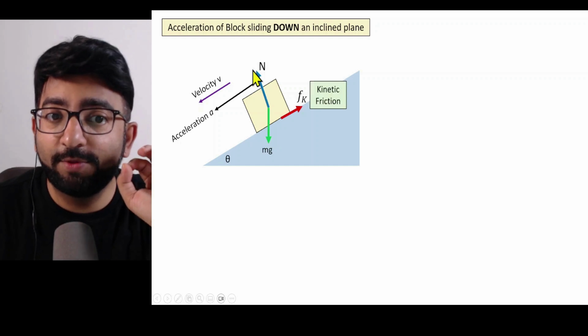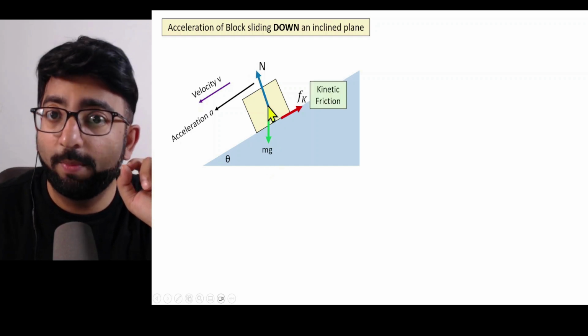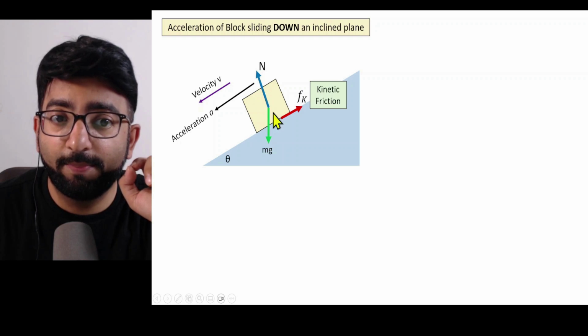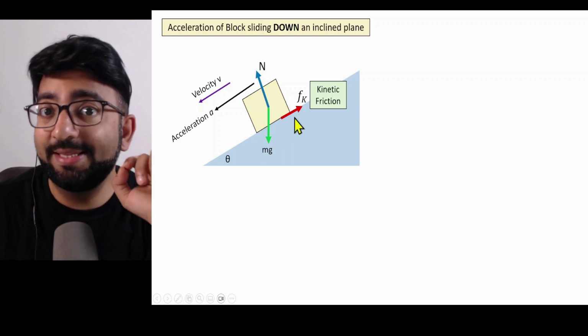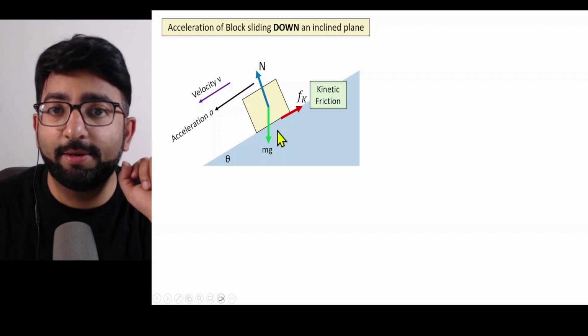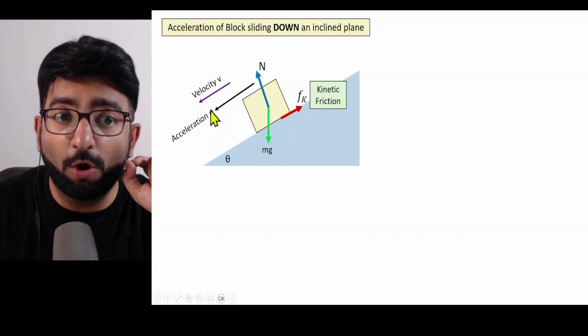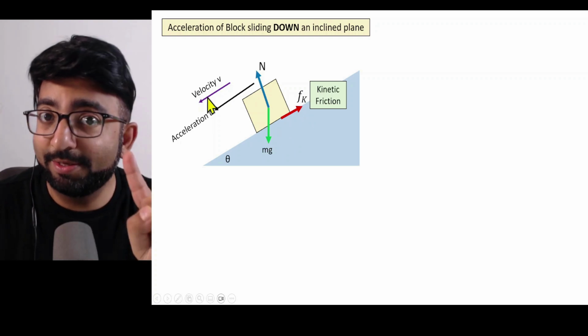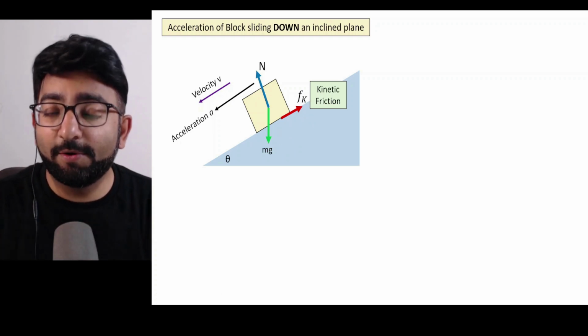So have a look. We have three forces: mg downwards, normal reaction perpendicular to the inclined plane, and the friction, which in this case is kinetic since the object is actually slipping on the incline. The direction of friction will be opposite to the velocity. So that's step one, identifying the different forces.